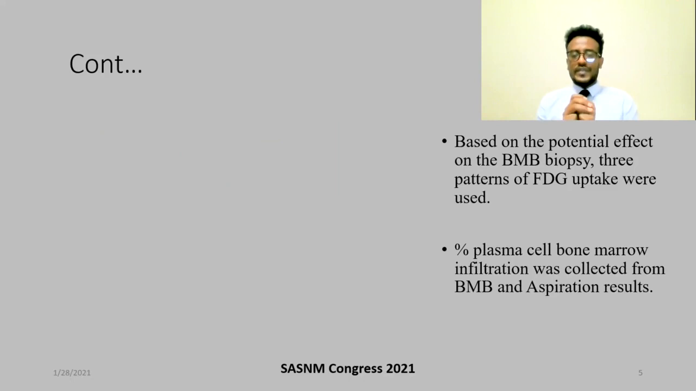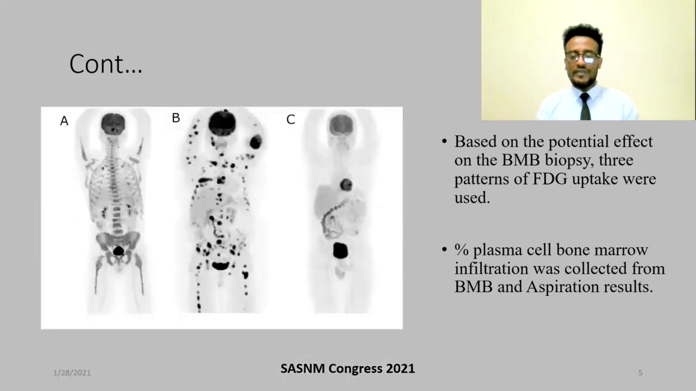For PET-CT interpretation, we used a visual criteria. So based on the potential effect on the bone marrow biopsy result, 3 patterns of FDG uptake were used, as you can see in this image. Those are uptake diffuse greater than liver, irregular uptake, and uptake diffuse less than or equal to liver.